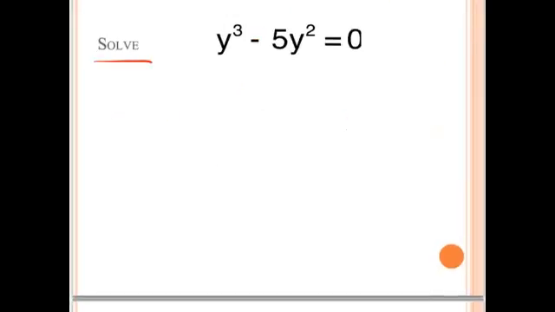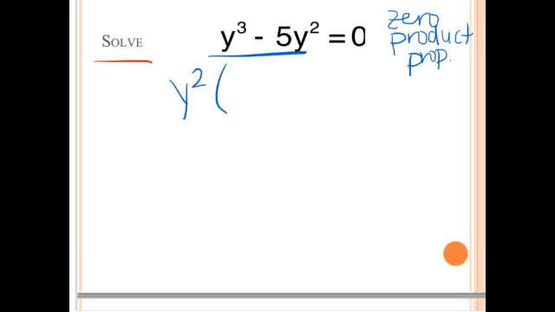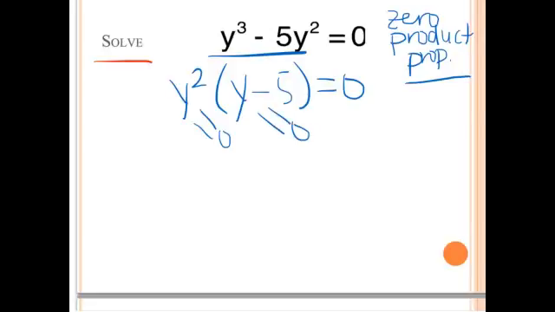Okay, now let's talk about solving. So remember before that when we solve by factoring, first we factor and then we use the zero product property. So if I look at this one, first step in factoring is to factor out the greatest common monomial, which is x squared. When I factor that out, I'm going to be left with x minus 5. And then we use the zero product property and set both of those equal to 0.